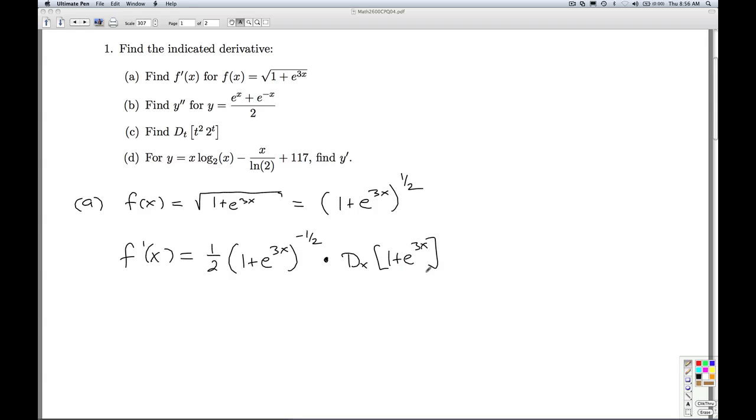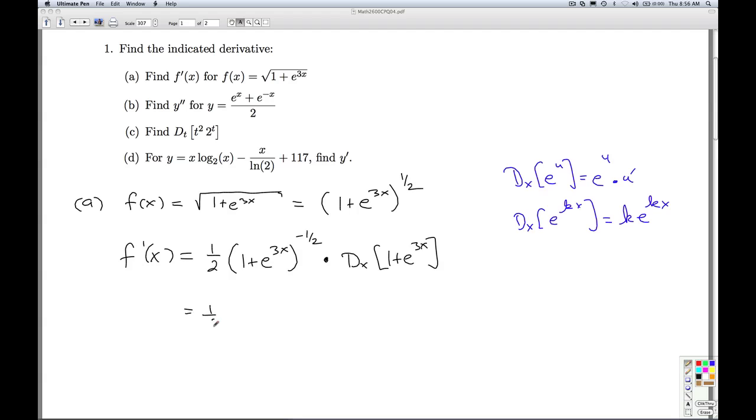Now to take the derivative of what's inside, we're going to use the rule: the derivative of e to something is e to that thing times its derivative. And the special case we talked about in class, which happens more often than not, is that if we take the derivative of e to the kx power, that's just k e to the kx power.